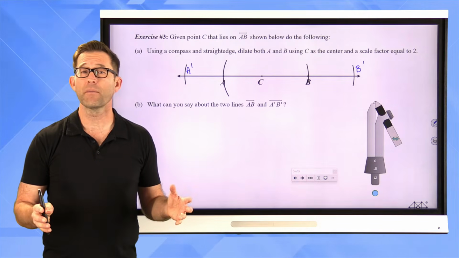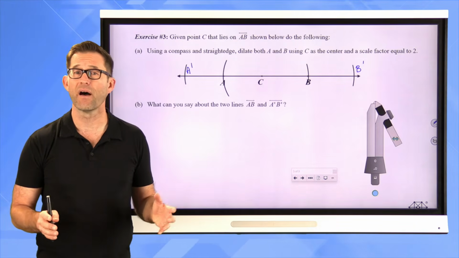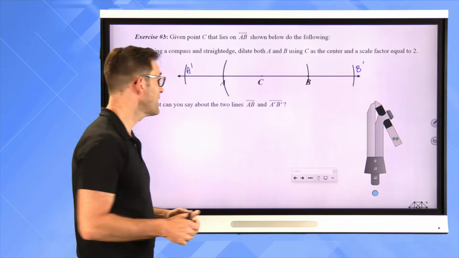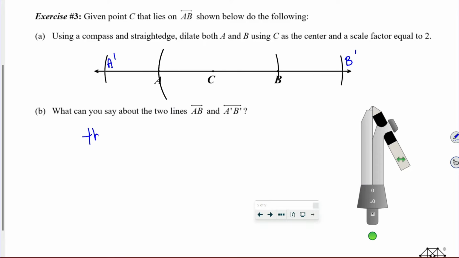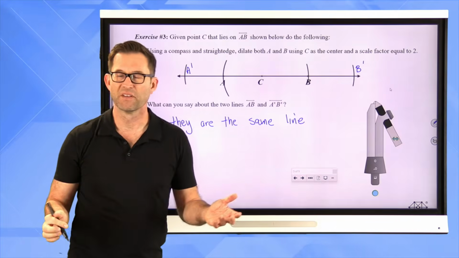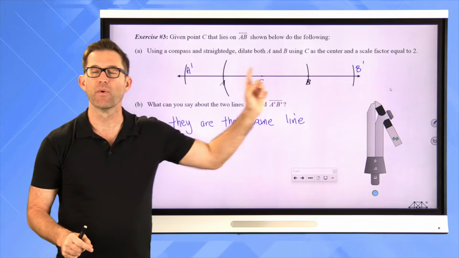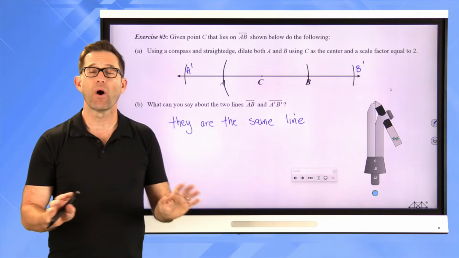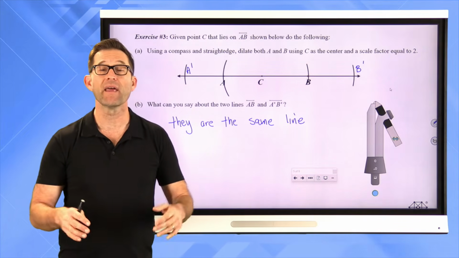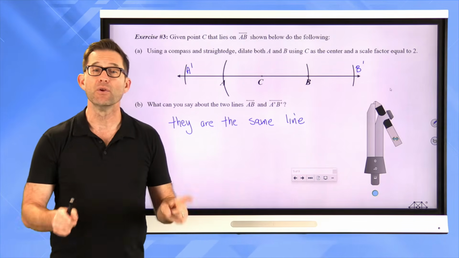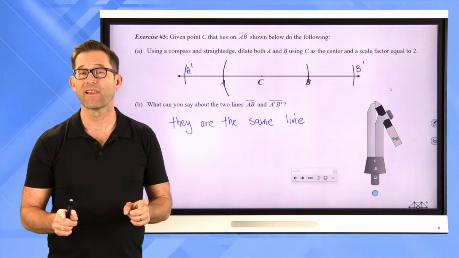Now keep in mind, we're talking about lines here, not line segments, lines, right? And what you can say for certain is they are the same line. Right? I mean, the same line passes through A and B as passes through A prime, B prime. And that is always the case when you dilate an entire line using a center point that lies on that line.